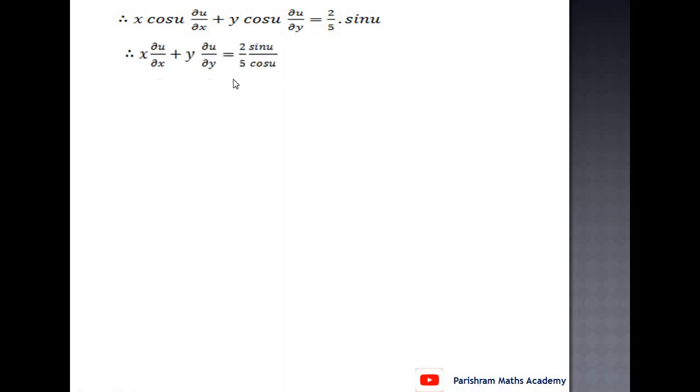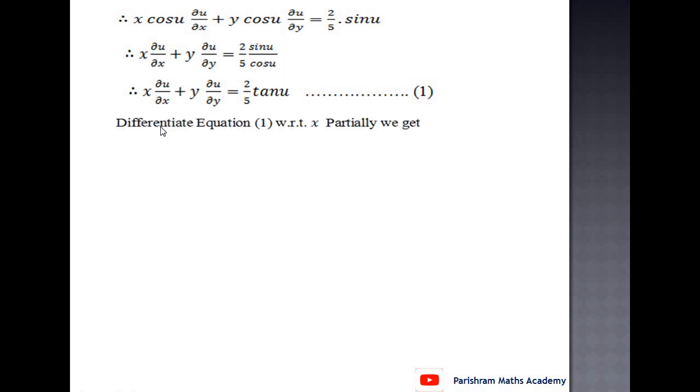We get x into the value of ∂f by ∂x, which is cos of u into ∂u by ∂x, plus y into cos of u into ∂u by ∂y equal to 2 by 5 into sin u. Dividing by cos of u, we get x into ∂u by ∂x plus y into ∂u by ∂y equal to 2 upon 5 into sin u upon cos u, that is tan of u. This is the solution of the first part.